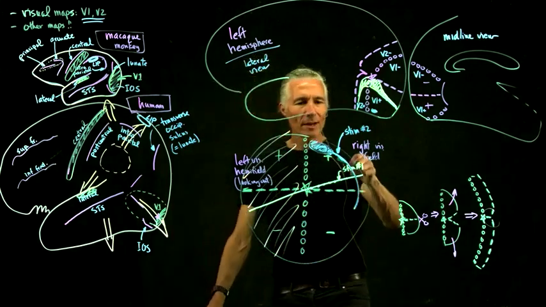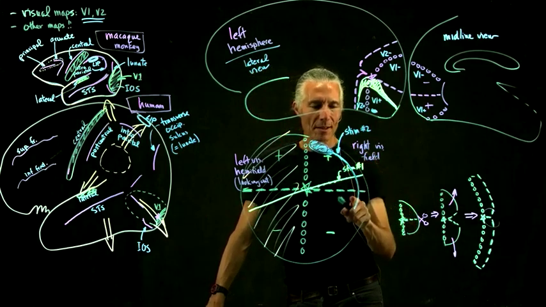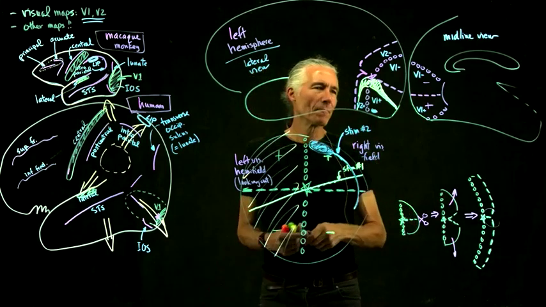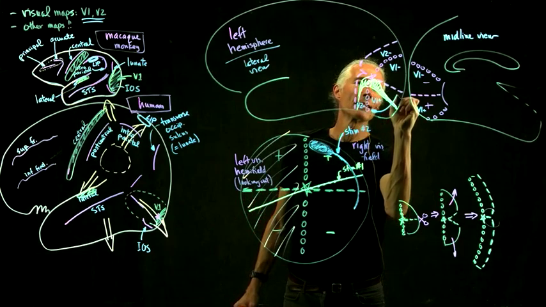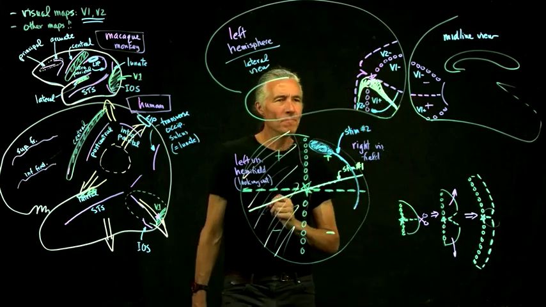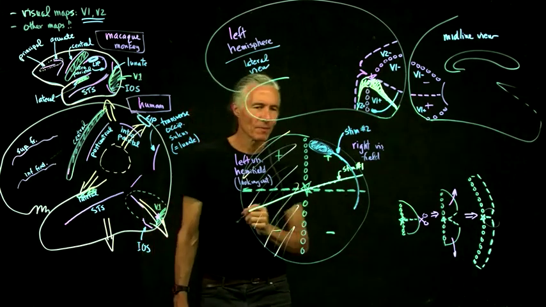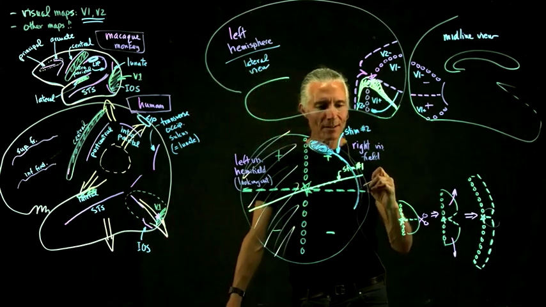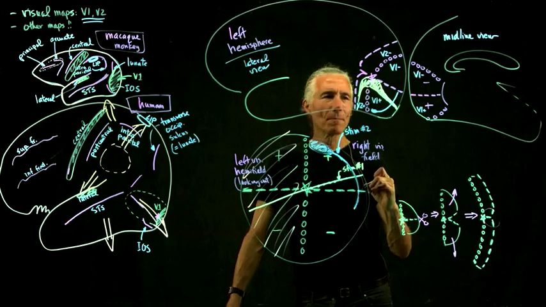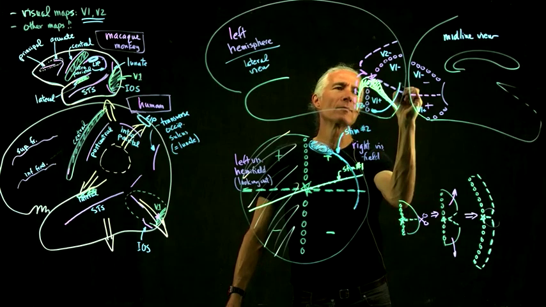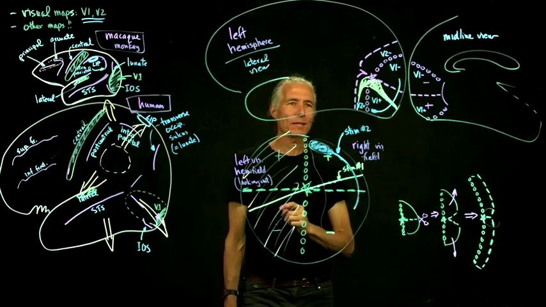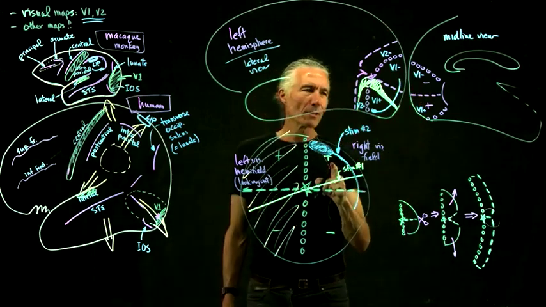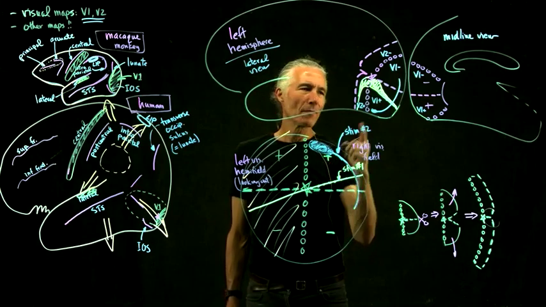Okay, so now what happens? Now we sort of trace along, heading toward the horizontal meridian. Everything's going good until we hit the horizontal meridian. But now we cross over the horizontal meridian. And what happens in V1? Well, we just cross over the horizontal meridian. It's all good.